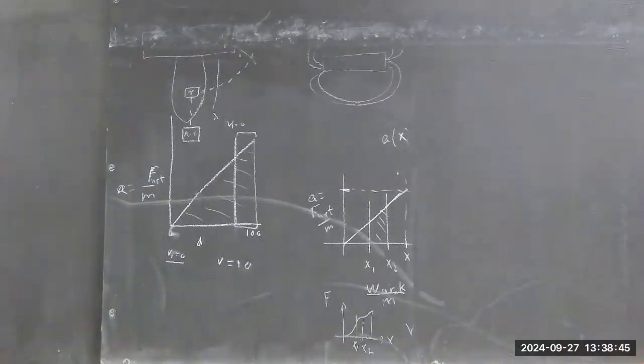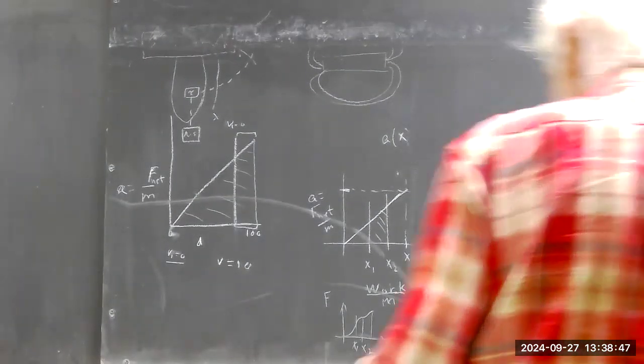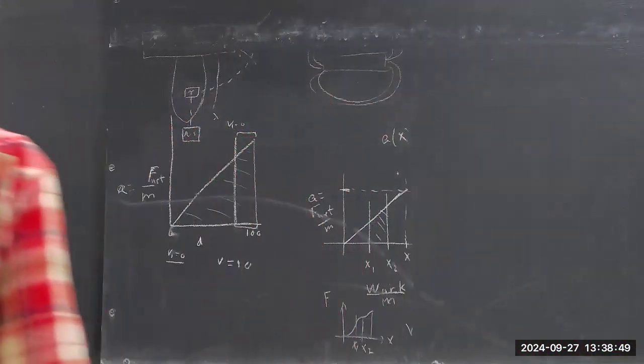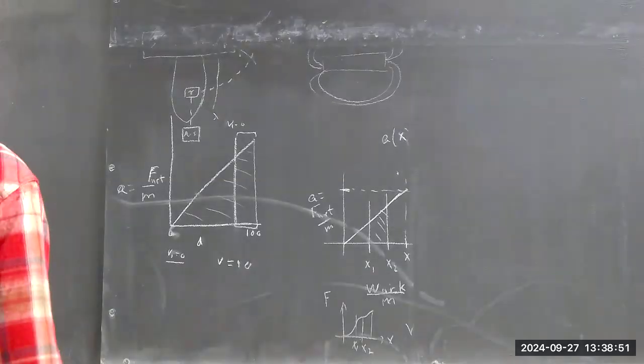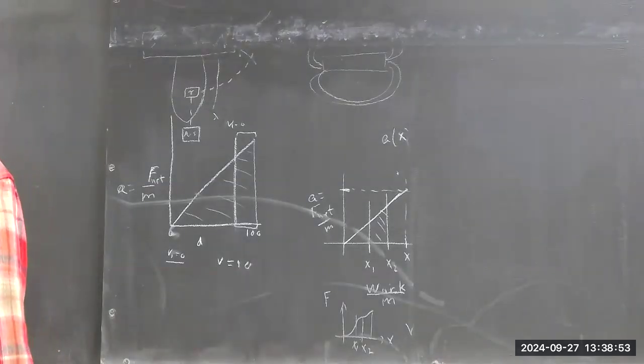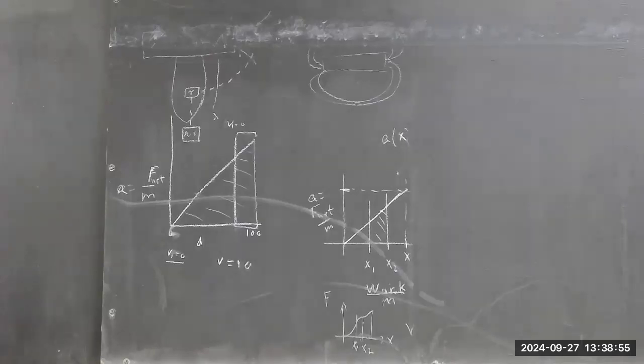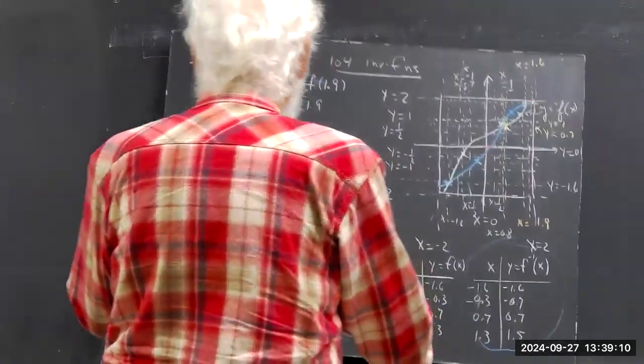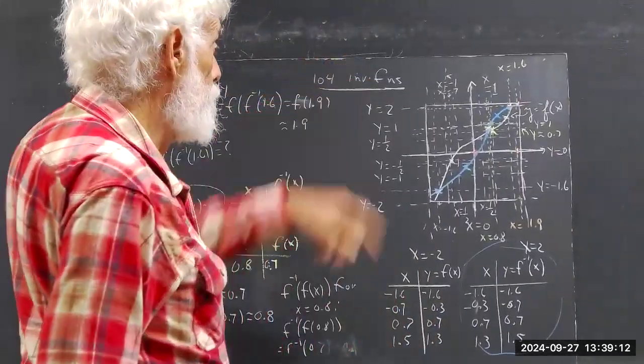All right, that's that board. Now, 104 and 105 are inverse functions, and I have 105 right here. Well, I'm not sure I see 104. There it is. I'll do 104 before I do 105. Okay, 104, inverse functions.